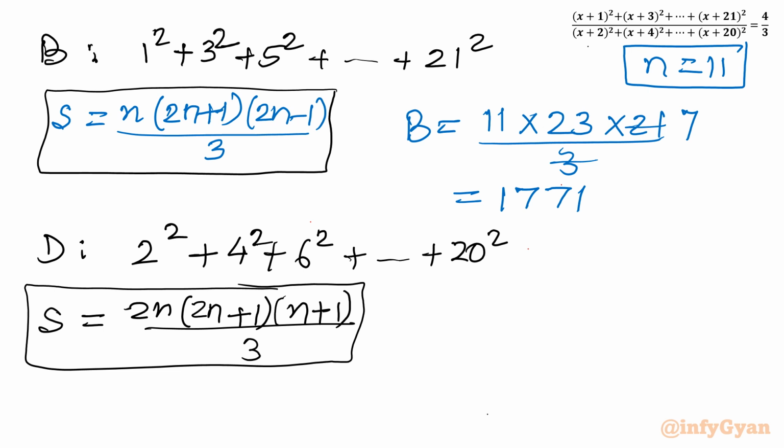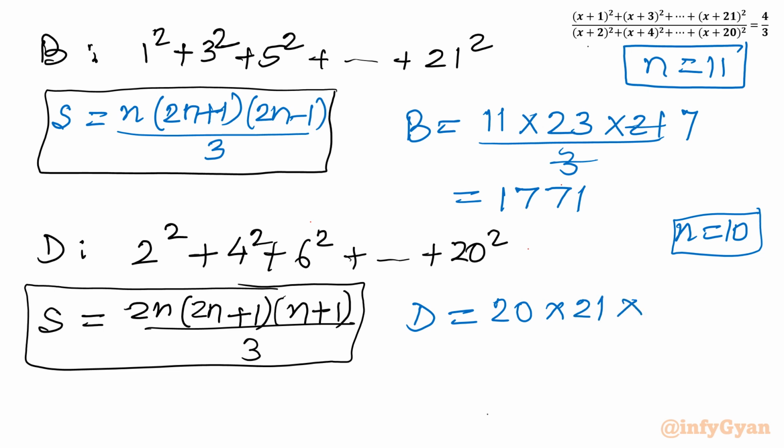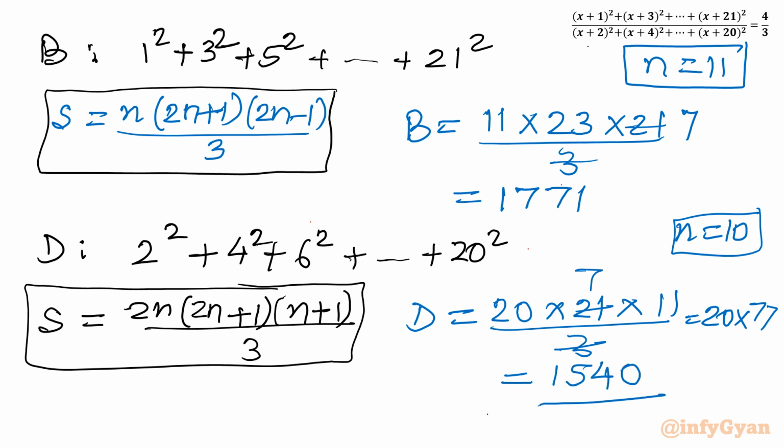Let me put this value. I will be writing here D equal to 2n. How many? n is 10. So 2n I will be writing 20, 2n plus 1 is 21, n plus 1 is 11, over 3. If I cancel with 7, then 77. It is 20 times 77, which will be equal to 1540. Yes, so D is 1540. B is 1771.